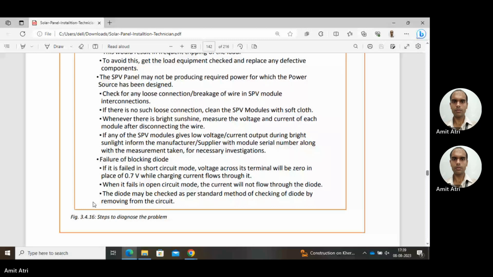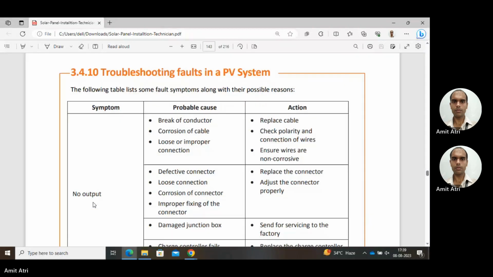The next section, 3.4.10, covers troubleshooting faults in a PV system. Some of the faults, their causes, and the corrective measures or actions which the installer has to take are specified here in this table. The first fault which we are facing is no output. We are not getting any output.